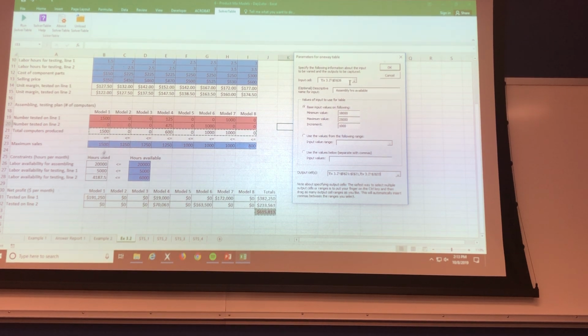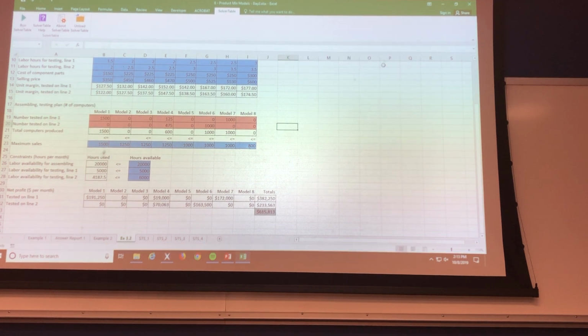Right, PowerPoint, D26 the input parameters from the PowerPoint, and I want to see the computers that are produced as well as the profit, total profit.